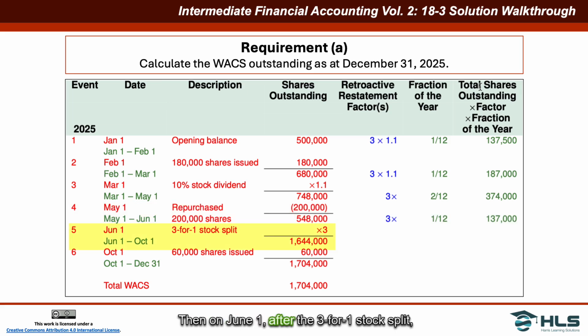Then on June 1st, after the 3-for-1 stock split, there are 1,644,000 shares. Because the next event happens on October 1st, this number of shares is outstanding for 4 out of 12 months.